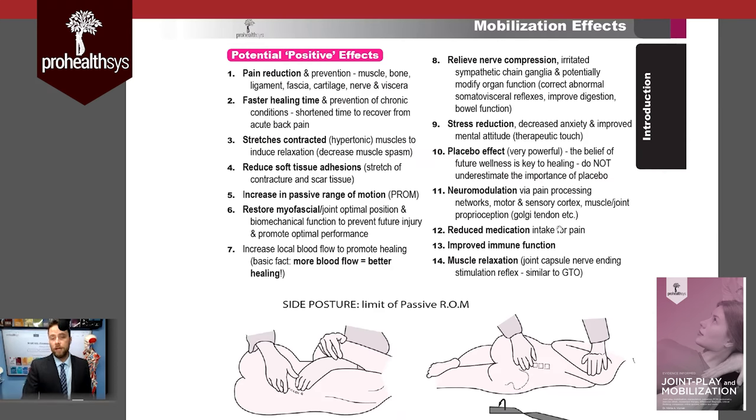Reduce medication intake for pain. That's a great outcome right there. One of the key ones that I would actually use. Improve immune function, potentially. This is controversial. You're not going to go say, I'm clearing the COVID with my cervical adjustments. Although there are people out there who try and claim that. Get back, stay away. All right. But you can potentially have some immune changes with it. And muscle relaxation is a big one. Again, the breathing, again, placebo. So those are your potential positive side effects.